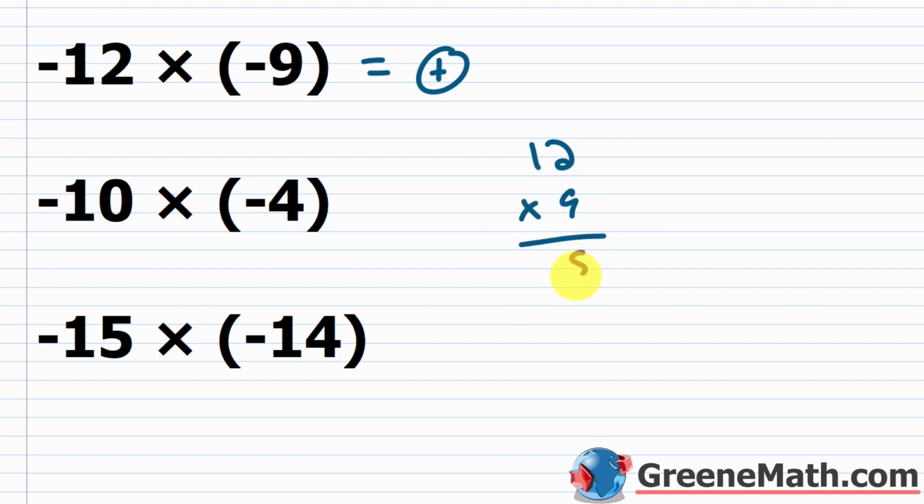So 9 times 2 is 18. 8 down, carry the 1. 9 times 1 is 9, plus 1 is 10. So this is 108. So this is positive 108. Of course, you can keep the plus sign out there if you want, or you can just write 108. But negative times negative is positive, and also positive times positive is positive. So if you have the same sign, negative and negative, then basically you're going to have a positive product.